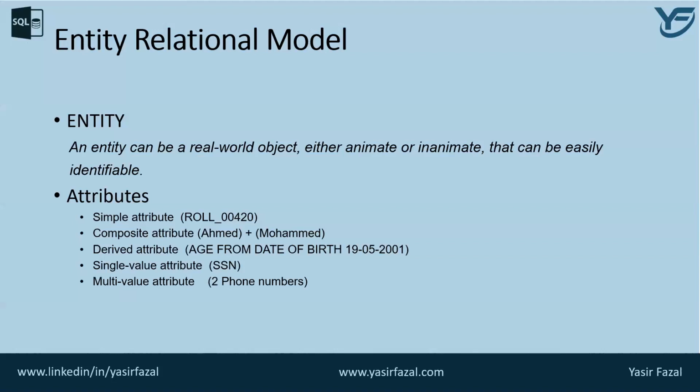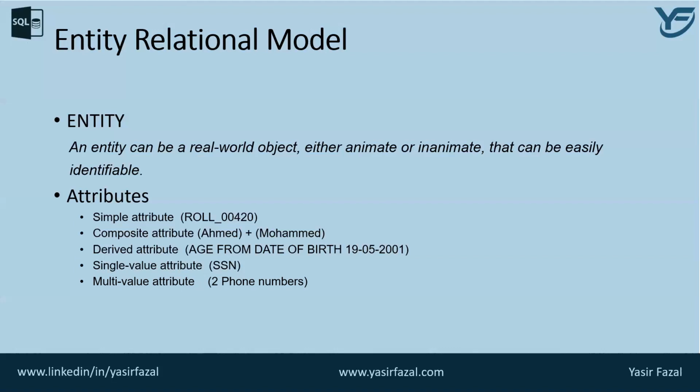The last thing is the multi-value attribute. Multi-value attributes may contain more than one value. For example, a person can have more than one phone number, email address, or home address. A student may choose multiple courses. A teacher is teaching multiple classes. So these are multi-value attributes that can be assigned to a certain entity.